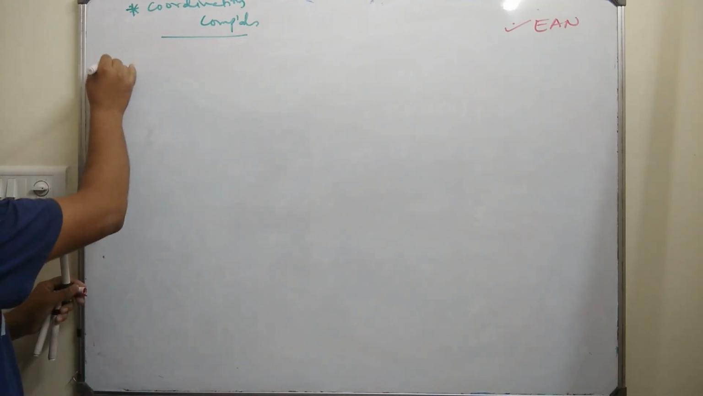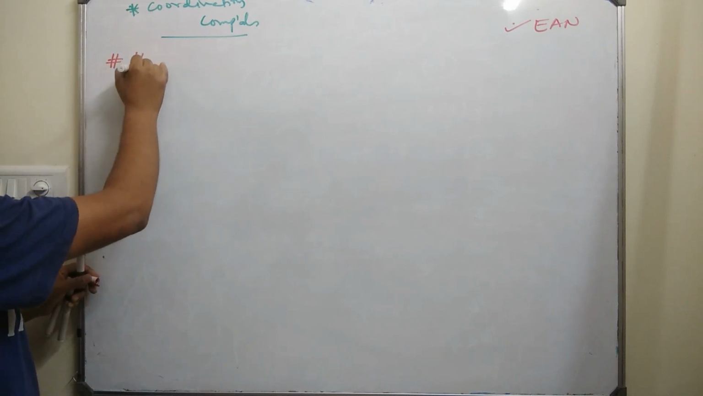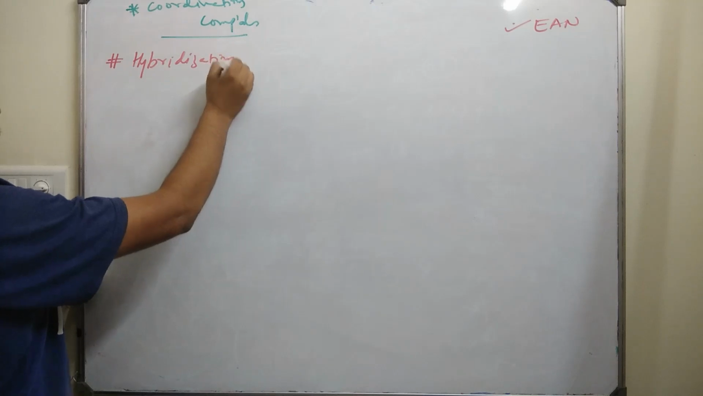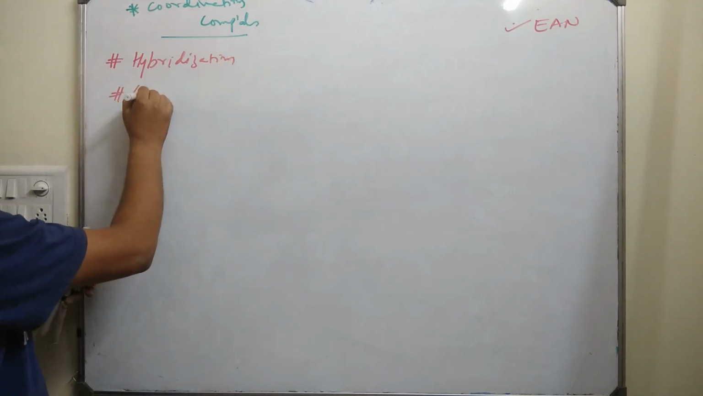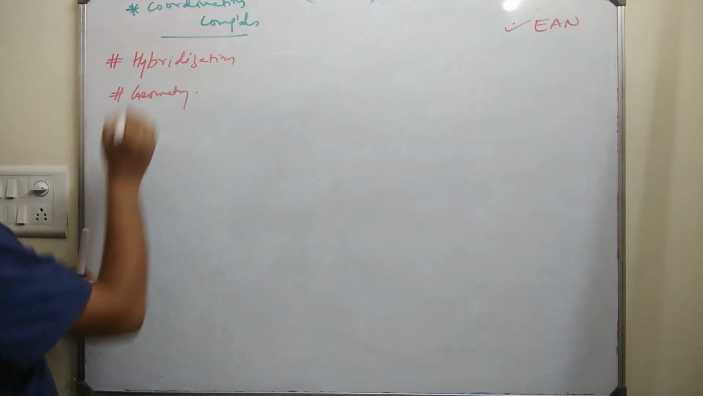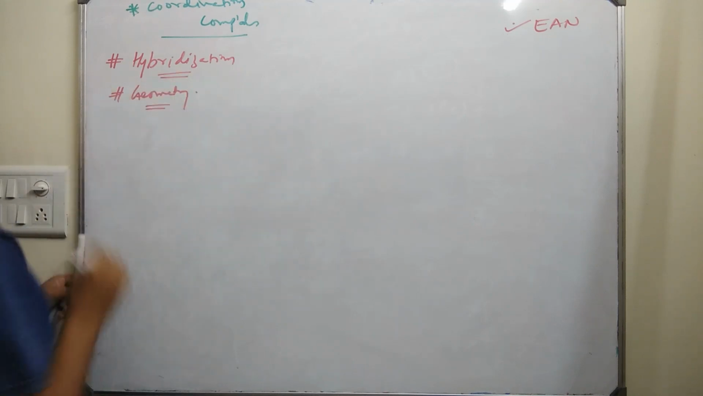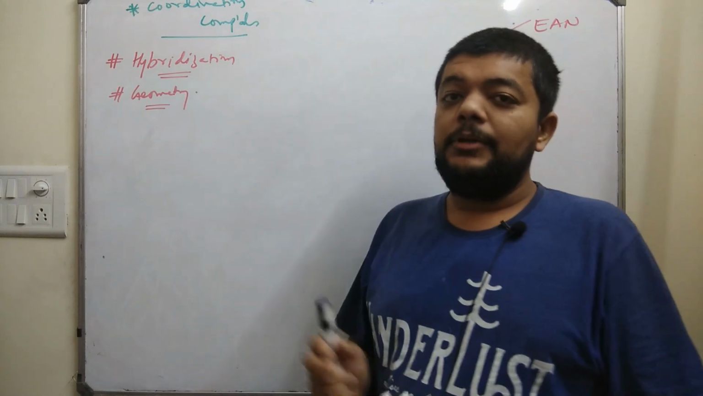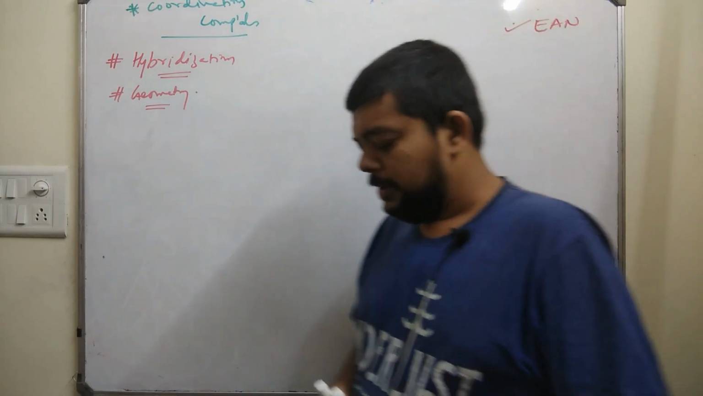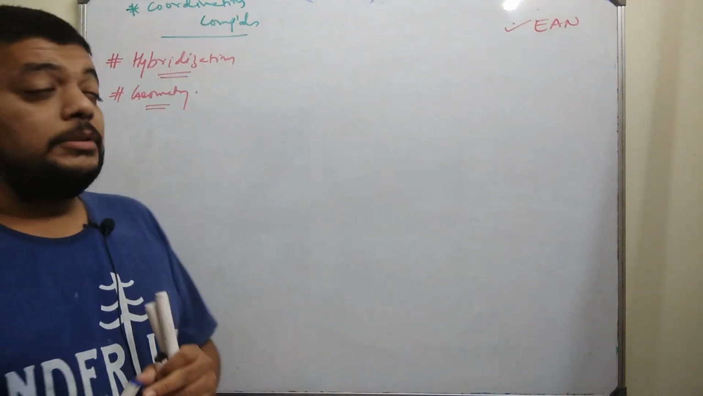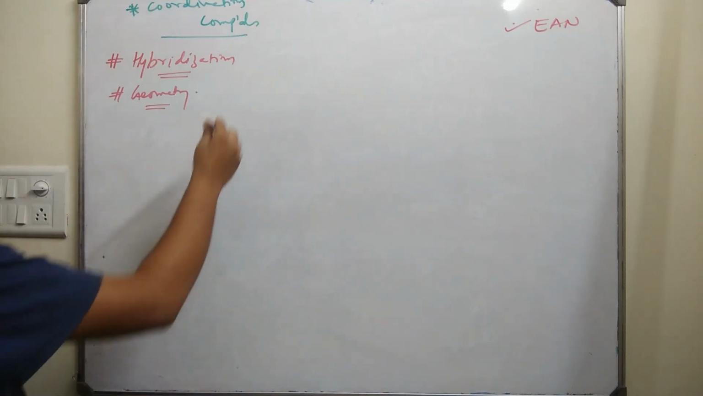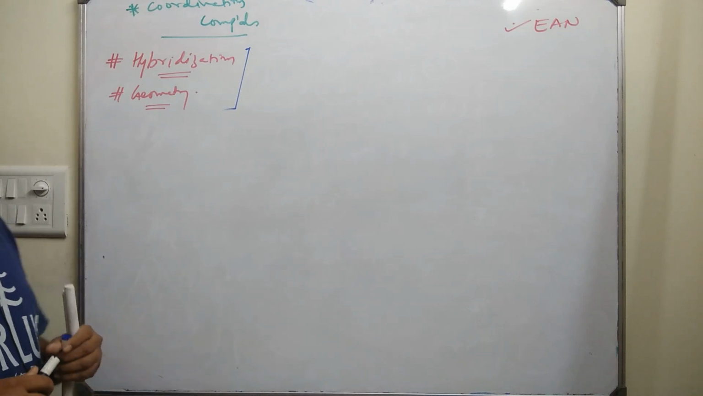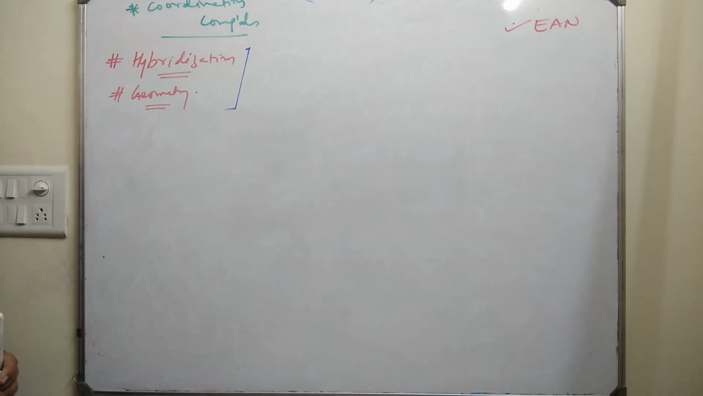Now we will be talking about three things. One is the hybridization, second one is the geometry, and if time permits in this particular lecture we will be talking about the magnetic properties. See, whenever we come across the words geometry and hybridization, these two go hand in hand when we are discussing it with the concept of coordination compounds.